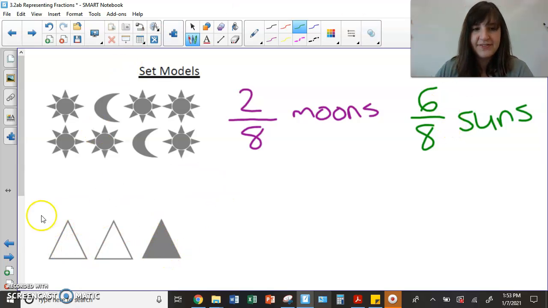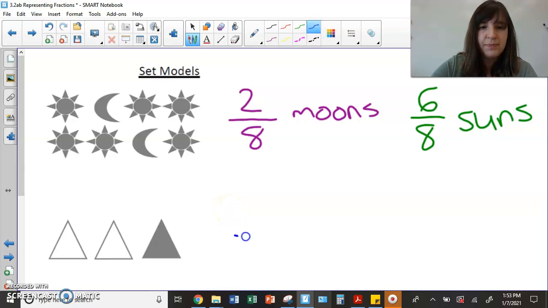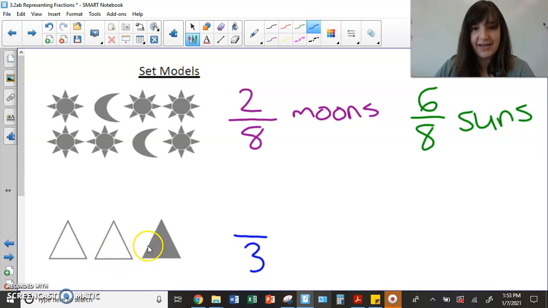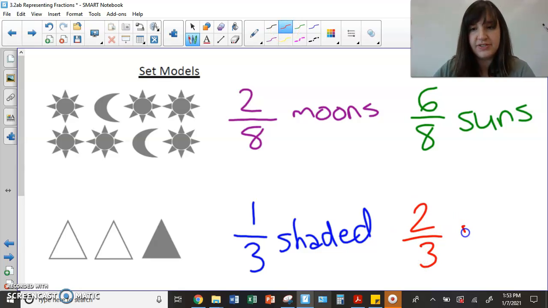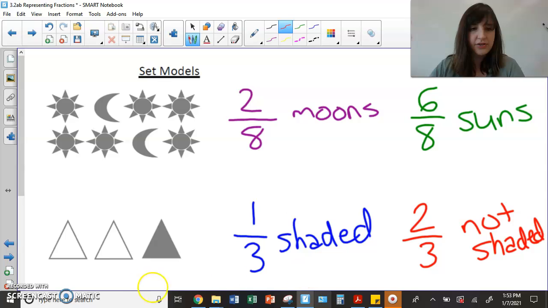Down here, we have some shading. So we have 3 total triangles. We would put our 3 as our denominator, and we have 1 shaded in. So my numerator is 1, so 1/3 is shaded, but I could also represent a fraction for the part that's not shaded. I could say 2 out of 3, or 2/3 is not shaded, or I could just say the white triangles, the ones that are not colored in.